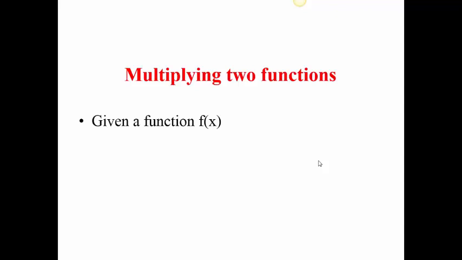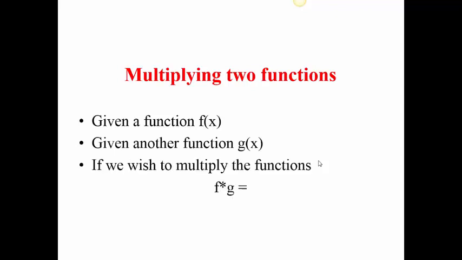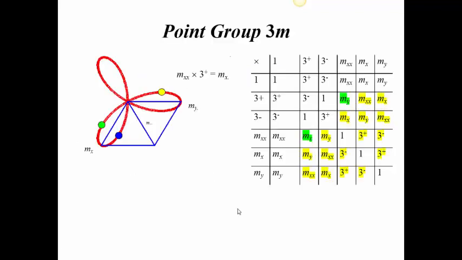If we want to multiply two functions, given function f of x and g of x, if we want to multiply them, f times g, what we really need to do is evaluate the function g at x and then evaluate the f at the g of x. So we apply that when we work with 3m. So let's look at the multiplication of mxx times 3 plus. So this is the function 3 plus.